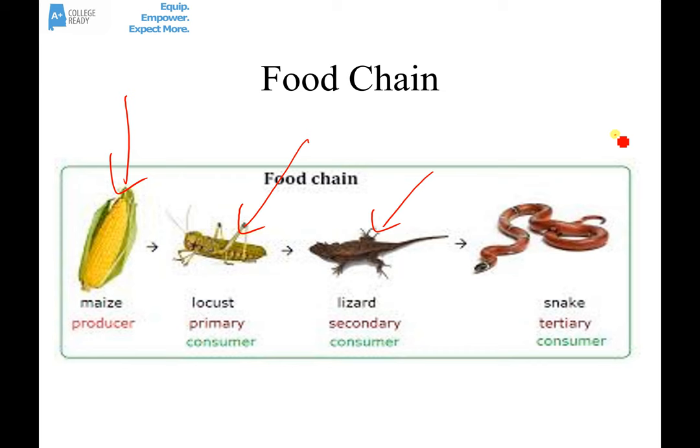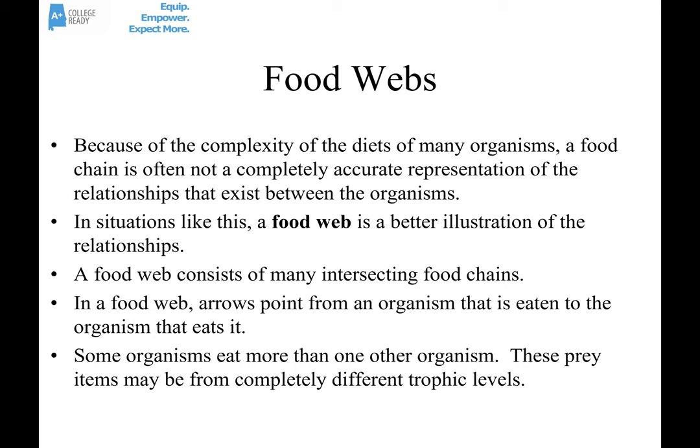It eats the lizard. So oftentimes, because of the complexity of the diets of many things, food chains are not completely accurate representations of what's really going on. In these situations, we need a food web. A food web is essentially many intersecting food chains put together. In a food web, arrows point from an organism that is eaten to the organism that eats it. And you'll see in the example we're about to look at, some organisms eat more than one other organism, and they may eat organisms from completely different trophic levels.